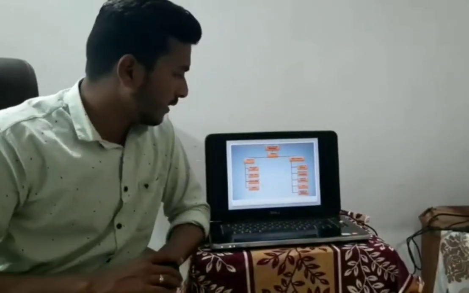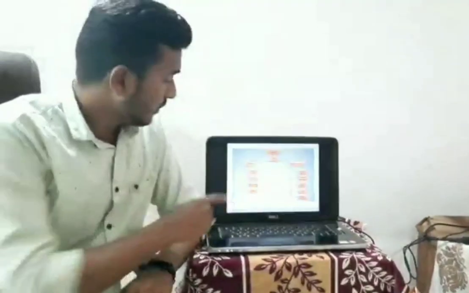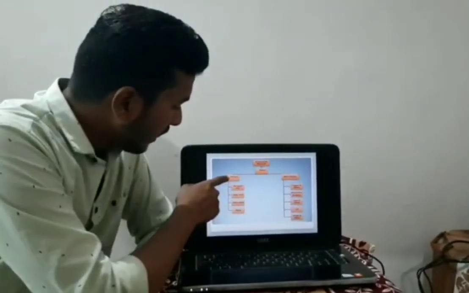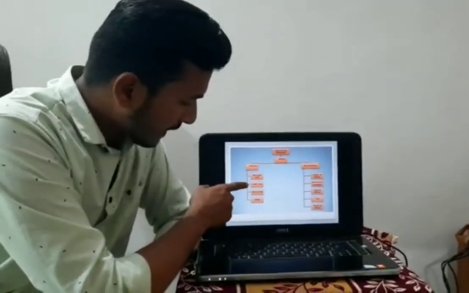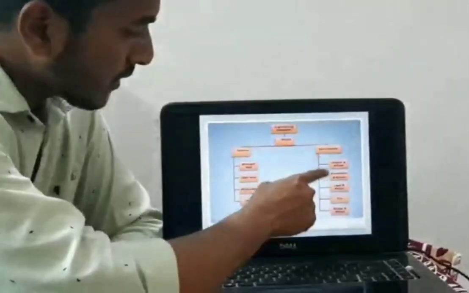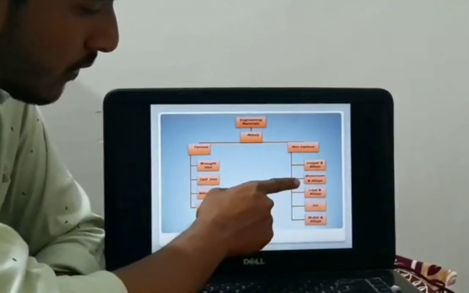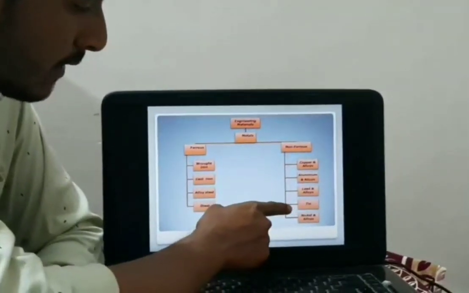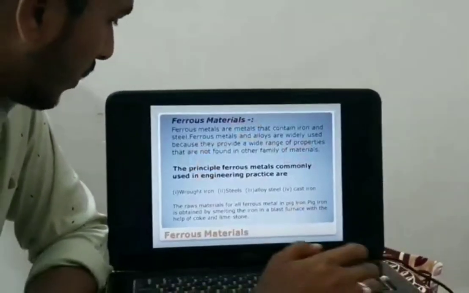In engineering materials, there are two types of metals: ferrous and non-ferrous. In ferrous, there are wrought iron, cast iron, and alloy steel. Non-ferrous metals are copper and alloy, aluminum and alloy, lead and alloy, tin, nickel and alloy.